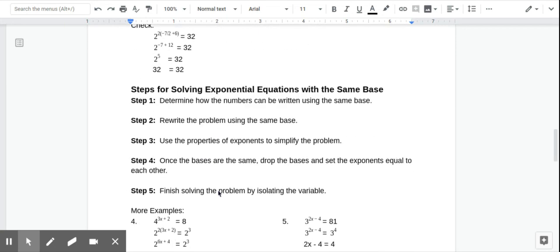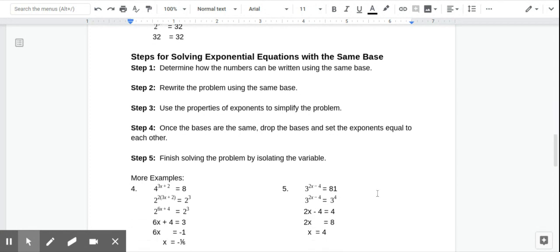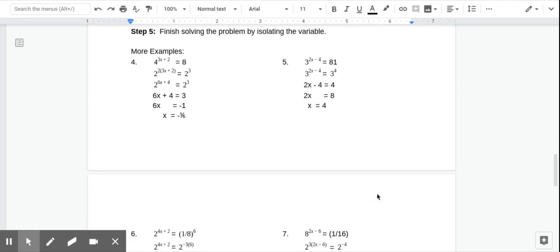So what are our rules for solving exponential equations with the same base? The first, determine how the numbers can be written using the same base. Rewrite the problem using the same base. Use the properties of exponents to simplify the problem. Once the bases are the same, drop the bases and set the exponents equal to each other, and finish solving the problem by isolating the variable.